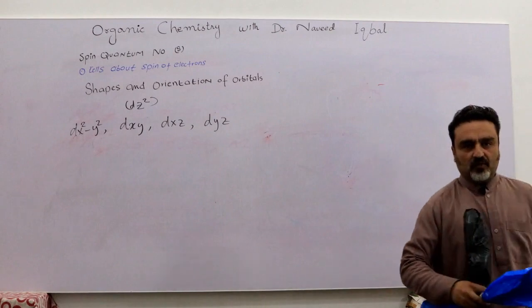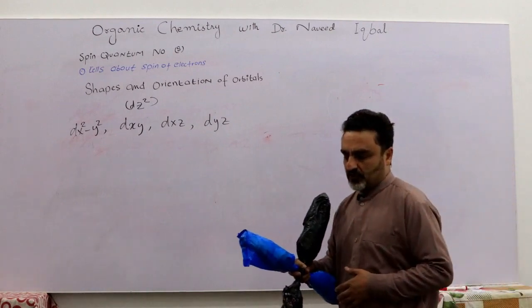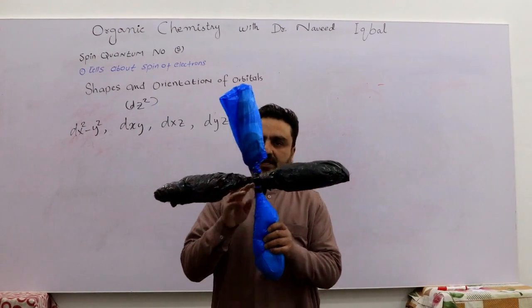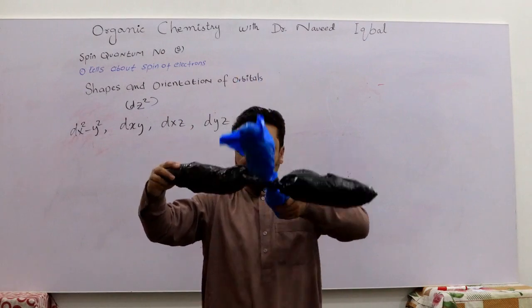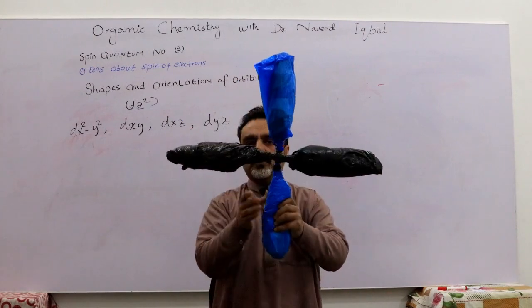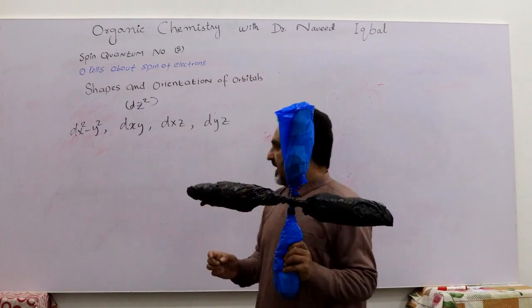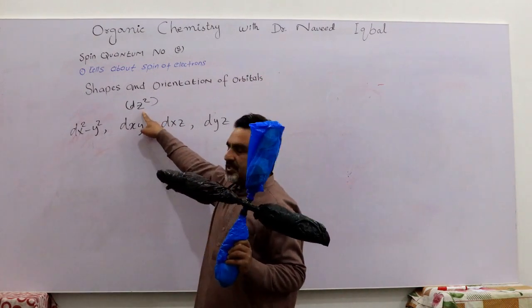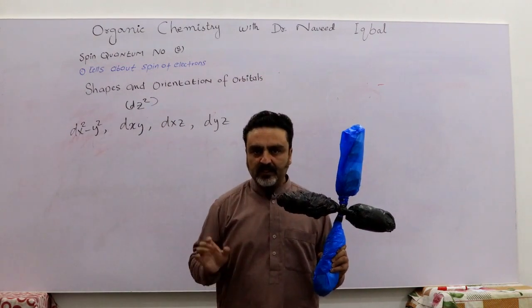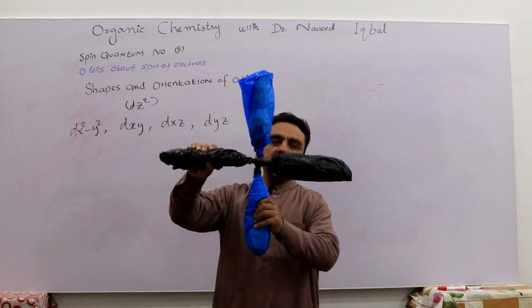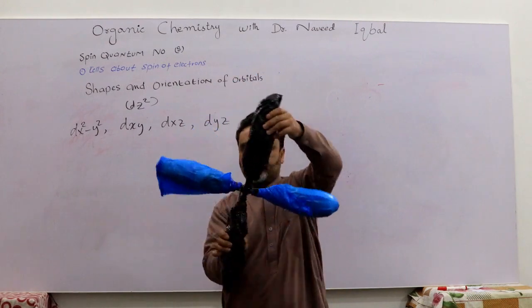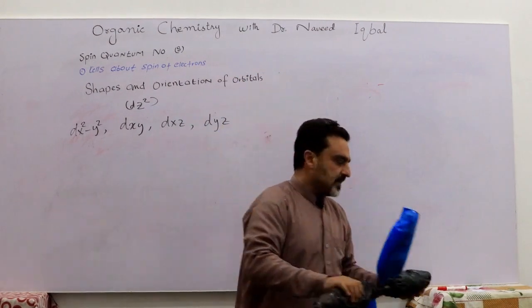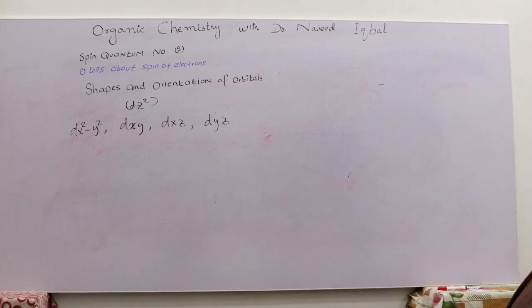So I have made some orbitals. As you know, just because of lockdown I have made these by myself. These are the two lobes of the orbitals, and only this dz orbital is different. The rest of the orbitals are double dumbbells, all of them like this. So let me explain the dx squared minus y squared orbital.